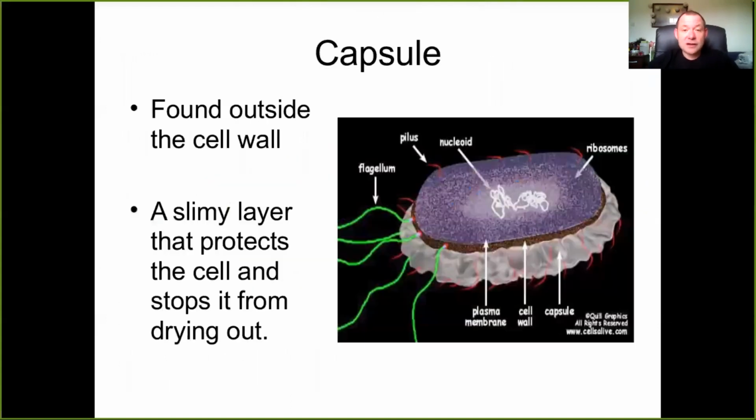Bacterial cells, prokaryotes, let's go into more detail about those. Some have a capsule found outside the cell wall. It's a slimy layer that protects the cell and stops it from drying out.